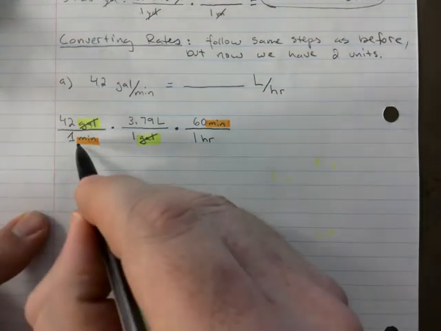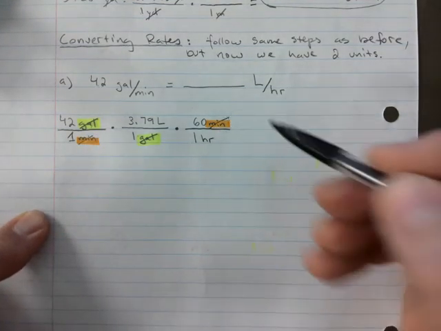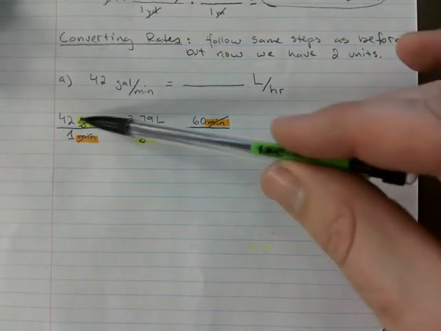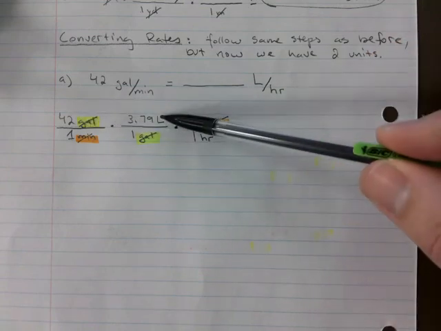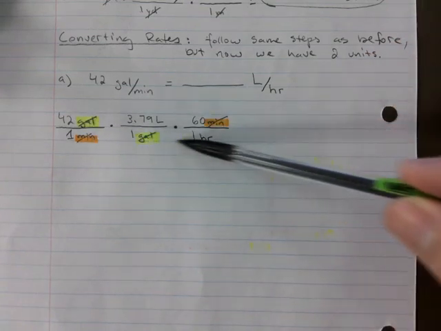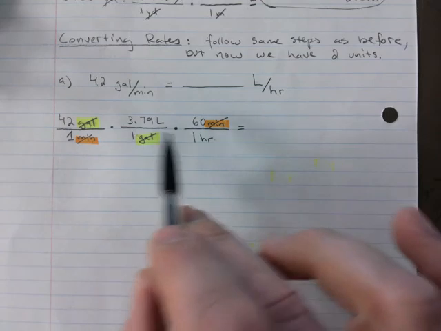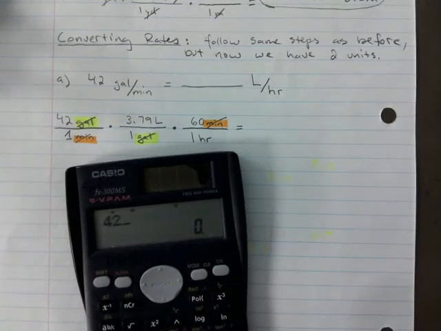Right? And so the minutes here cancel out with the minutes there. So now let's watch. At the top, what are we left with? Liters. At the bottom, we're left with hours, which is exactly what we want. So then you just go ahead. The bottom is all 1s, so no big deal here. So we're just going to go 42 times 3.79 times 60.